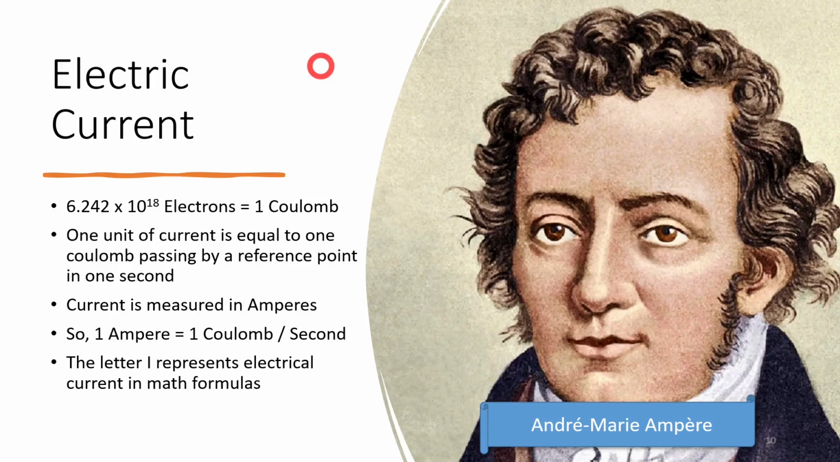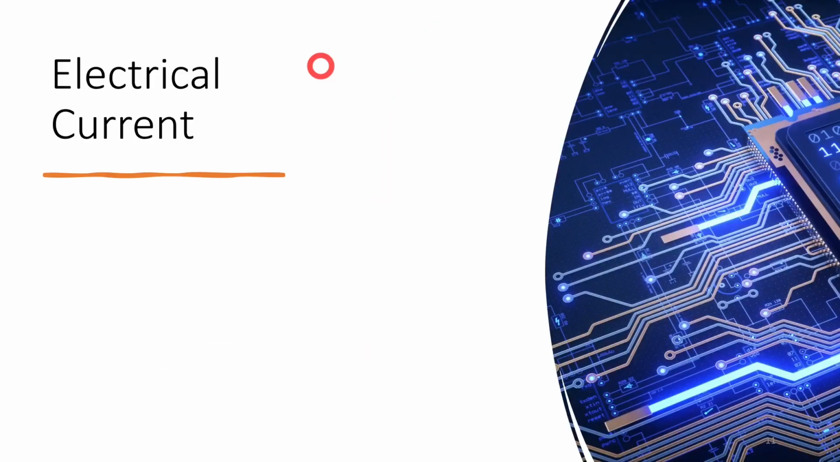If you ever get shocked, what you feel is an intense feeling, and it's actually the current that's moving through your body that you're feeling. So that's how I can remember that the letter I stands for current, or the intensity of the electricity. So we're going to use the letter I to represent current in our math formulas. So let's look at a particular math formula.